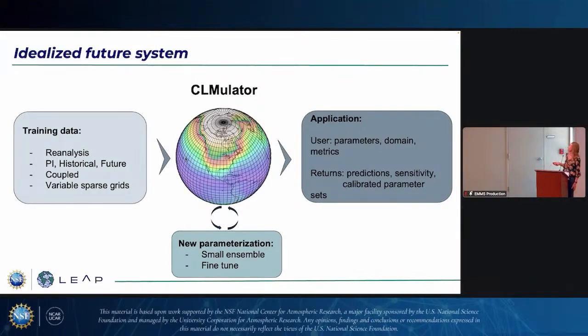And then ideally, this is for the user community, I really would like this to be a system where the user comes with their parameters that they're interested in, and the spatial domain, temporal domain, and the metrics and observational data that they want, and they bring that to the system. And then our system returns either estimates of what CLM would give you, parameter sensitivity, or actual calibrated sets for that application. And so this is where I'm trying to head with this idea.